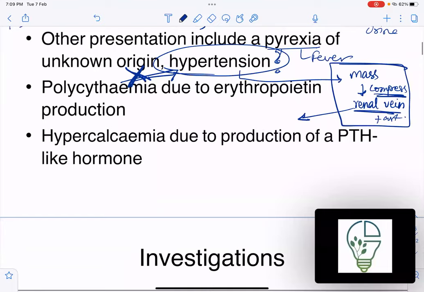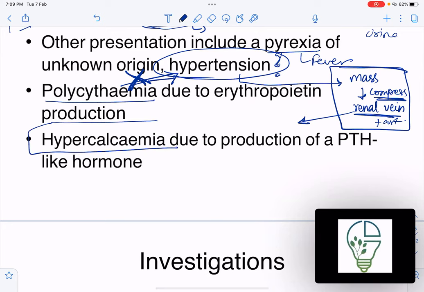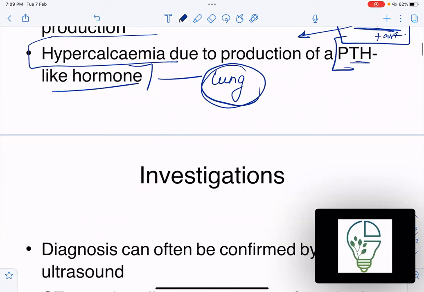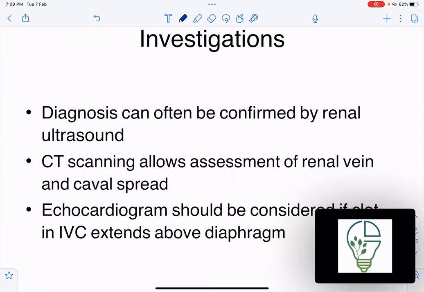We can also have hypercalcemia due to the production of PTH-like hormone. This is not from the renal system. It's from the metastasis that happens in the lung. Okay, so that's why the hypercalcemia occurs as well. What is the investigation of choice that we use?